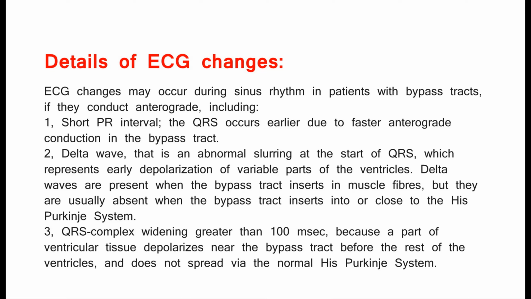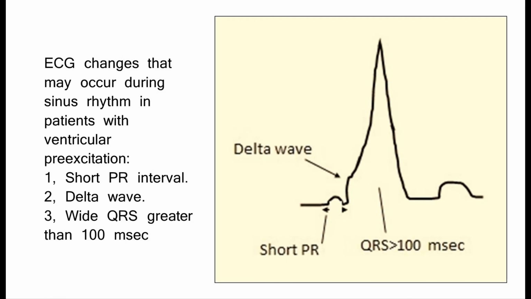3. QRS complex widening greater than 100 millisecond, because a part of ventricular tissue depolarizes near the bypass tract before the rest of the ventricles, and does not spread via the normal His Purkinje system. ECG changes that may occur during sinus rhythm in patients with ventricular preexcitation. 1. Short PR interval. 2. Delta wave. 3. Wide QRS greater than 100 millisecond.